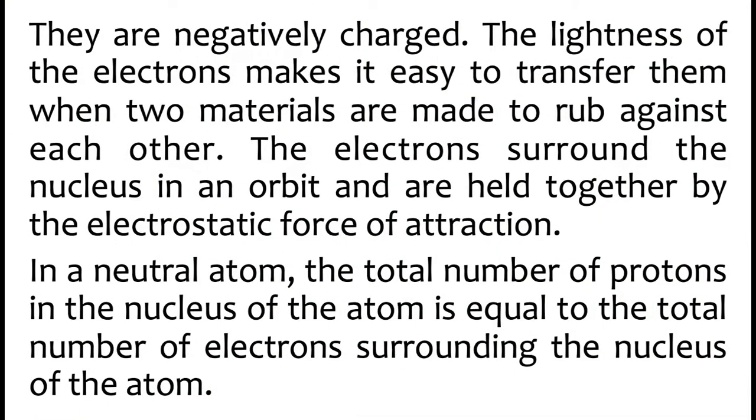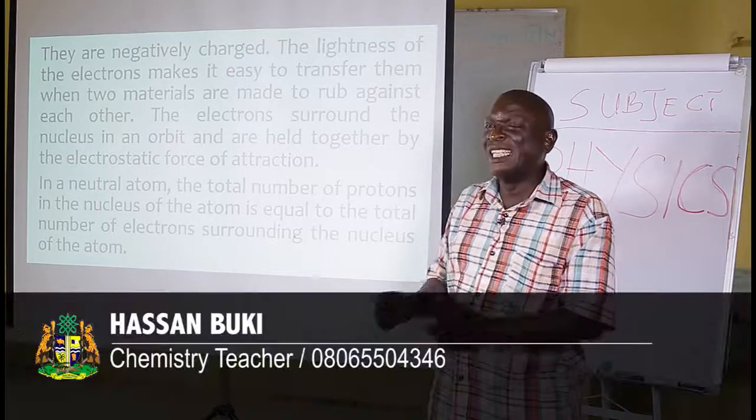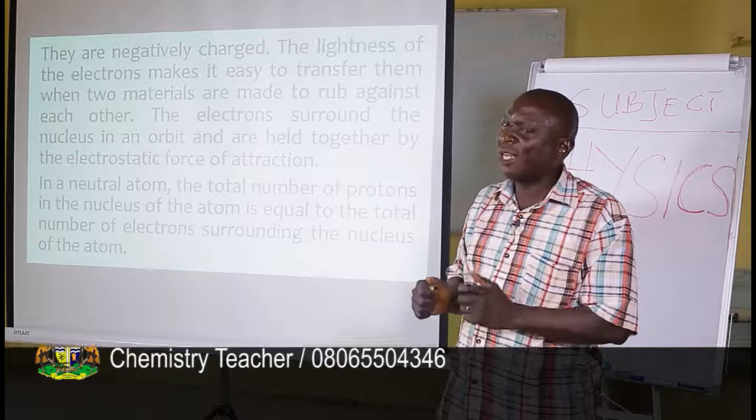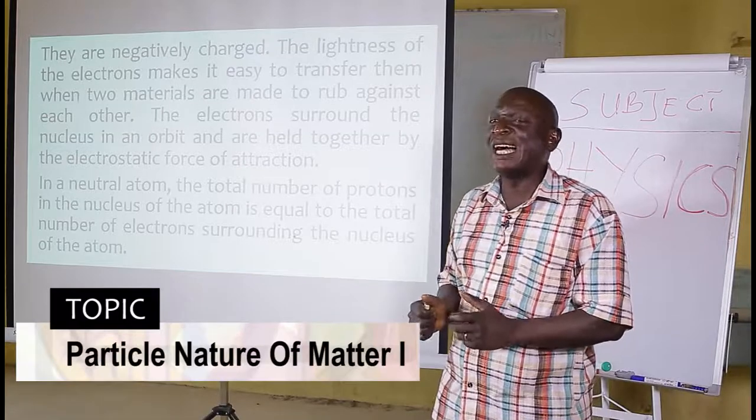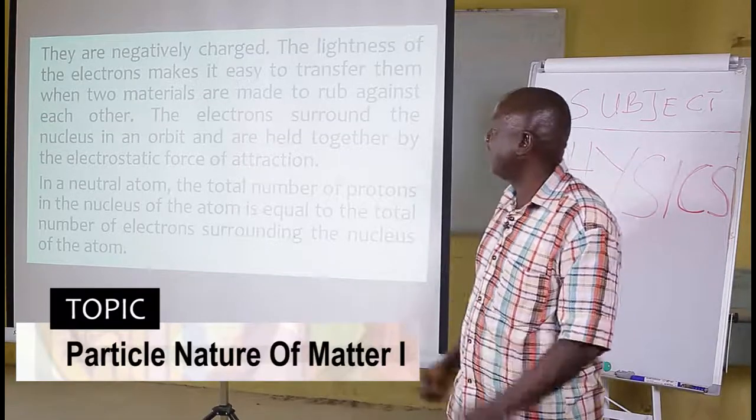So the electrons are negatively charged particles. And the light nature of the electrons makes it easy for them to be transferred when two materials are made to rub against each other. These electrons can easily be transferred. Why? Because they are light, they are not heavy.